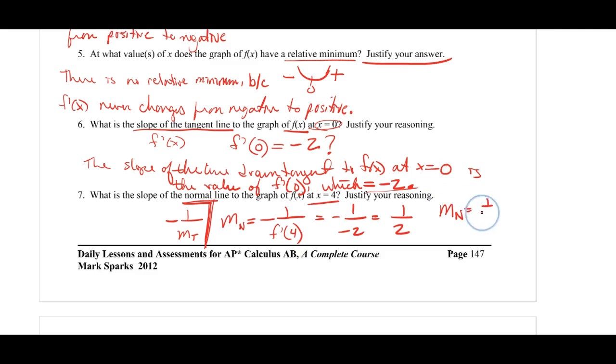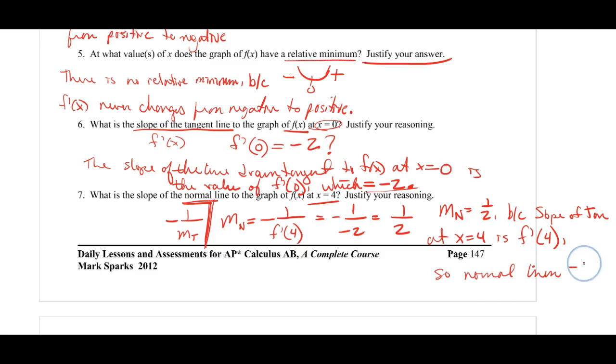Slope of the normal line is 1/2 because the slope of the tangent line at x equals 4 is the derivative at 4. So the normal line slope is -1 over f prime of 4. And I've provided my explanation.